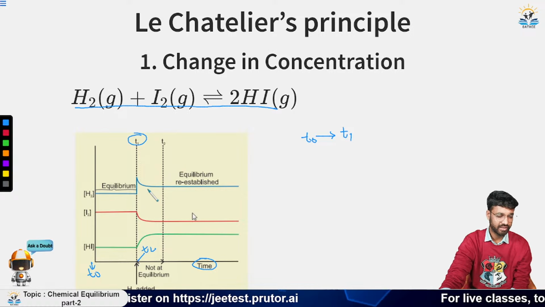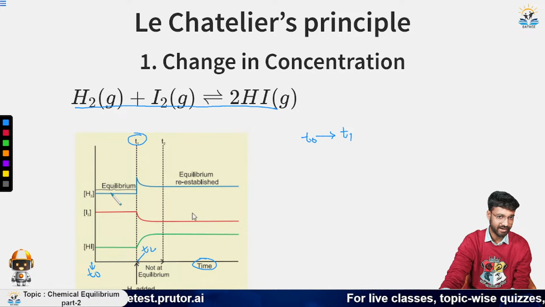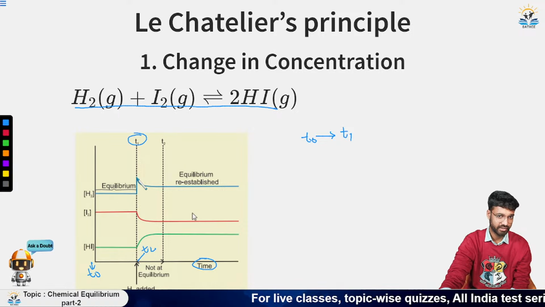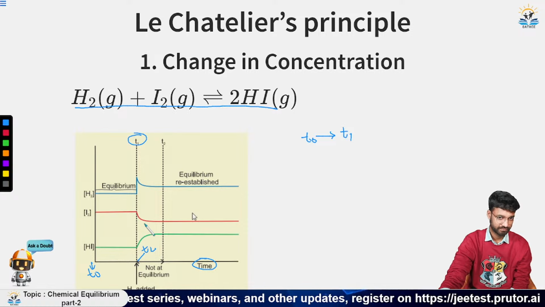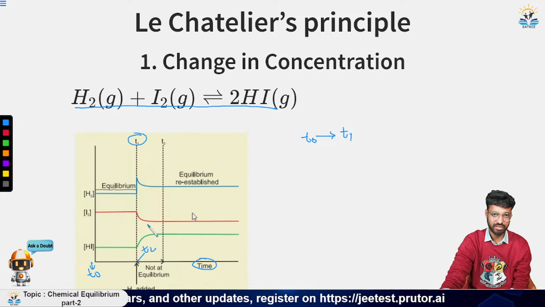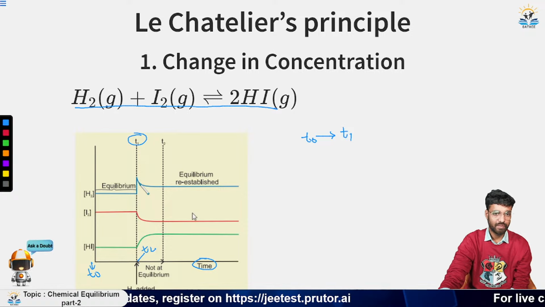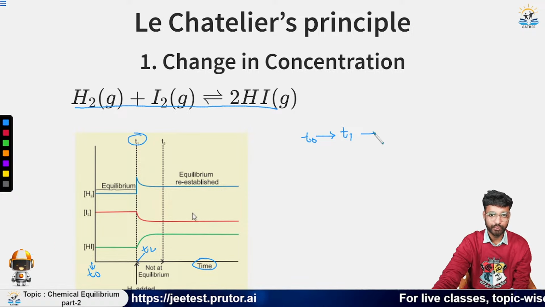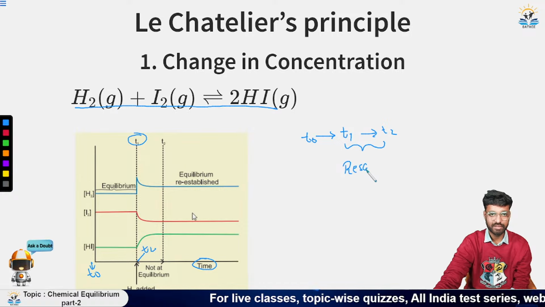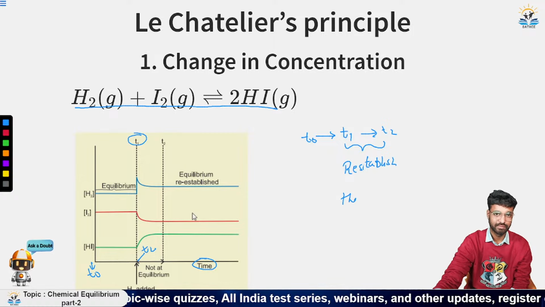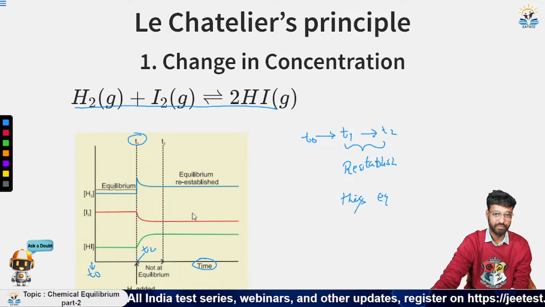What we have done here is that we have added reactant. So reactant is added in this, and we have disturbed this equilibrium in some way. Now it will re-establish this equilibrium. Between T1 to T2, this time is taken by the reaction to re-establish this equilibrium.